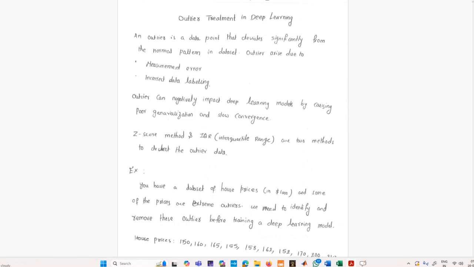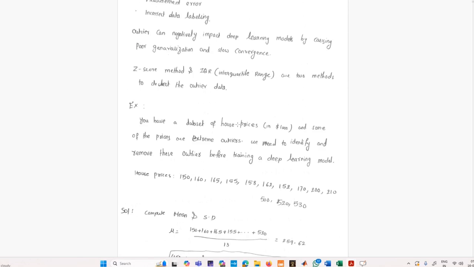Here there are two types of outlier treatments. The first one is the z-score and the other one is the interquartile range. Let us take one example. You have a dataset of house prices and some of the house prices are extreme outliers. So we need to identify and remove these outliers before training a deep learning model.